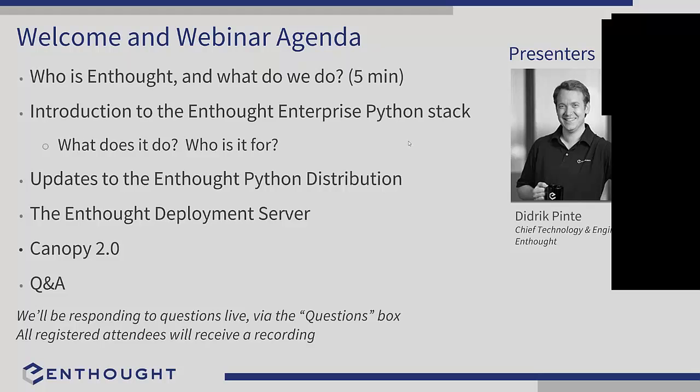This will go through a number of updates on the products I've just listed a minute ago, focusing on the Enthought Python distribution, the features of the Enthought Deployment Server and how they get connected with the Python distribution, and finally, how Canopy 2.0, which we released 2 months ago, is integrated with the Python distribution and the deployment server. We'll finish with a Q&A session.